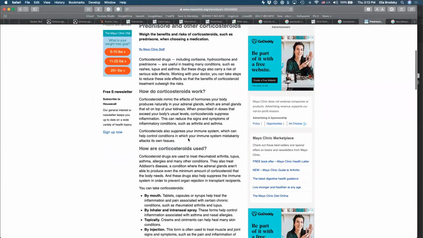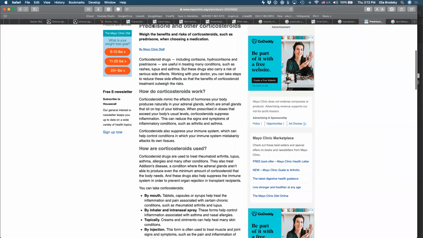Okay, so here, I think it's interesting with the immune system, right? Because the immune system is good for you. And of course, you can have different kinds of disorders, but you can see here that it mimics the effects of hormones your body produces naturally in your adrenal glands, which are small glands that sit on top of your kidneys. So you can regulate these glands in your kidneys, and they will produce corticosteroids that suppress inflammation, right? And they change the way that this tissue works, right?